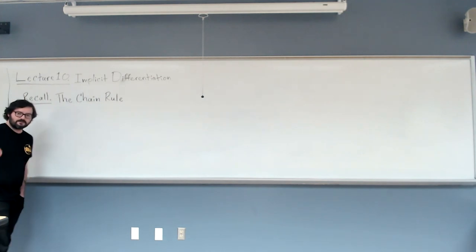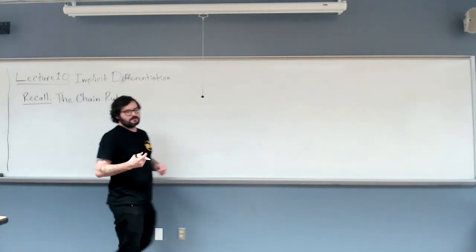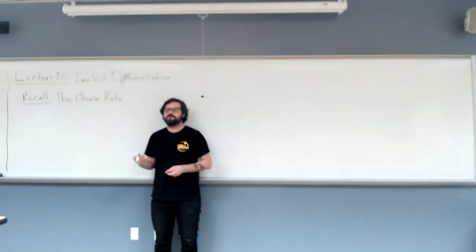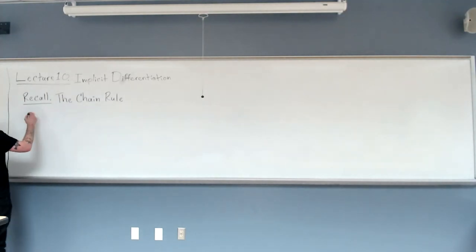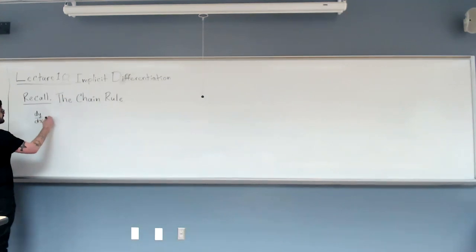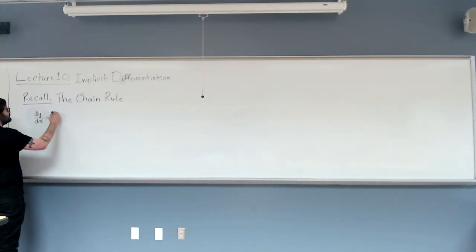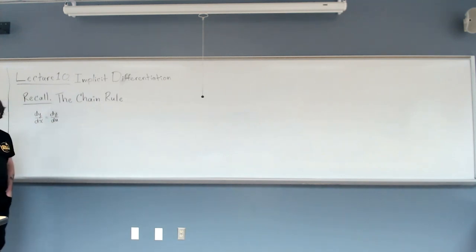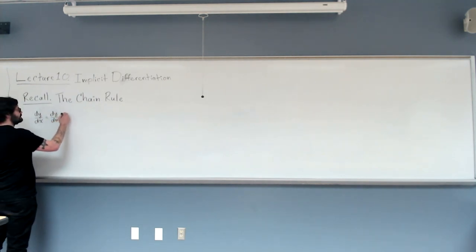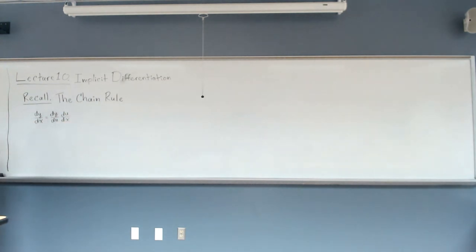And there are a lot of conditions on these, like y is a function of u and u is a function of x, things like this. So the two ways that we were writing this: dy/dx is equal to dy/du times du/dx. I misspoke earlier: y is a differentiable function of u, and u is a function of x. So this is using Leibniz notation.